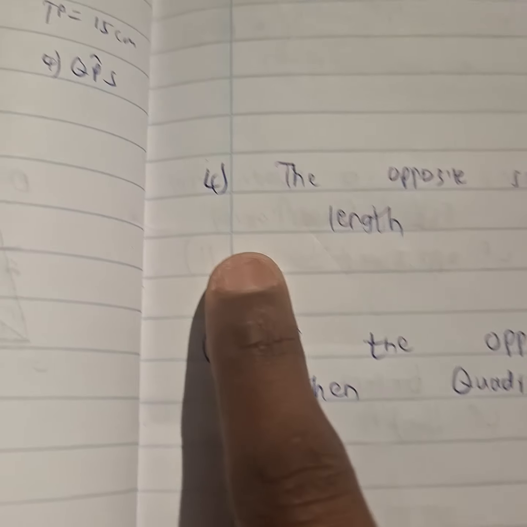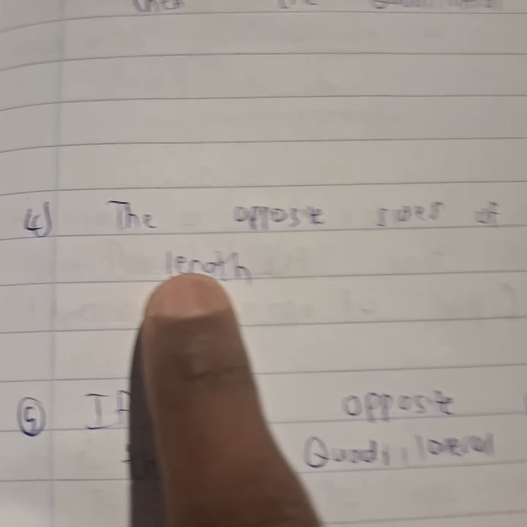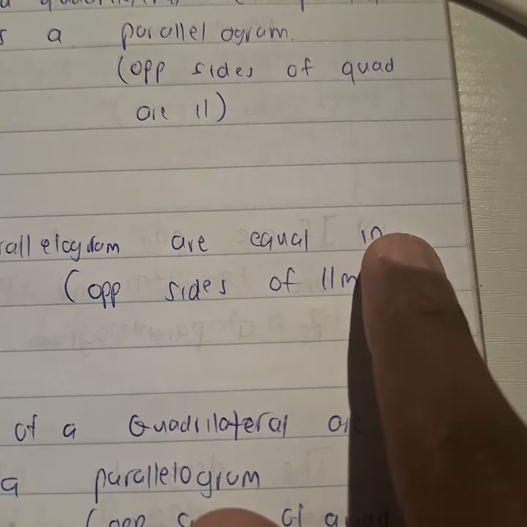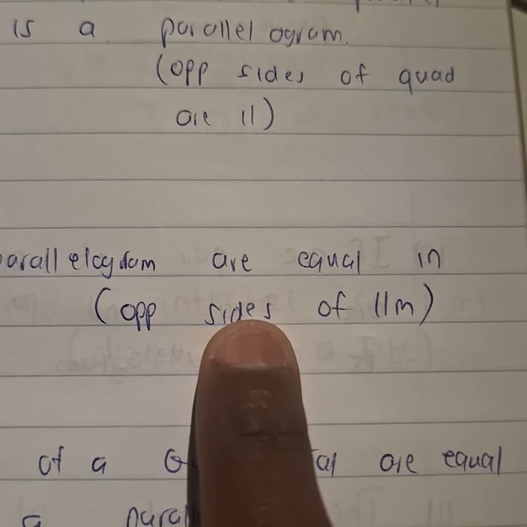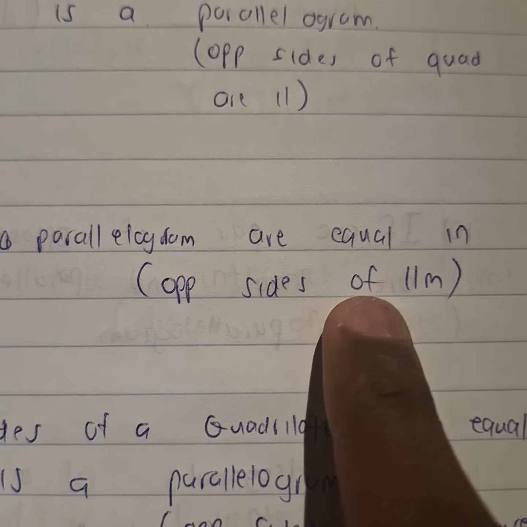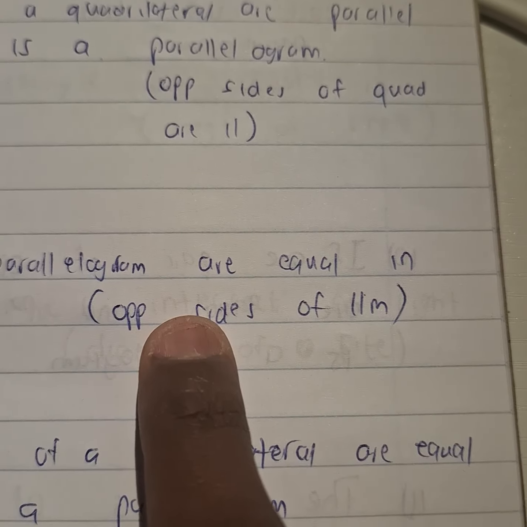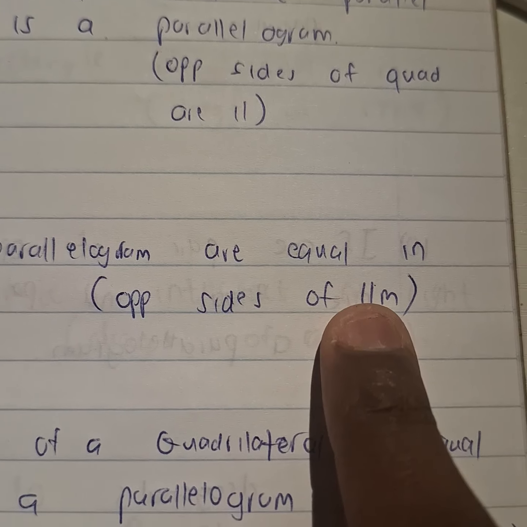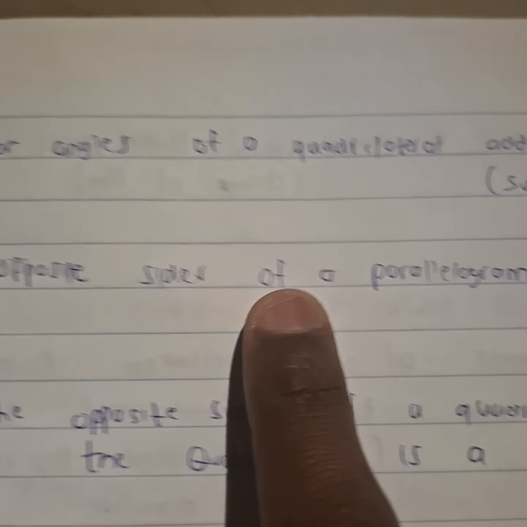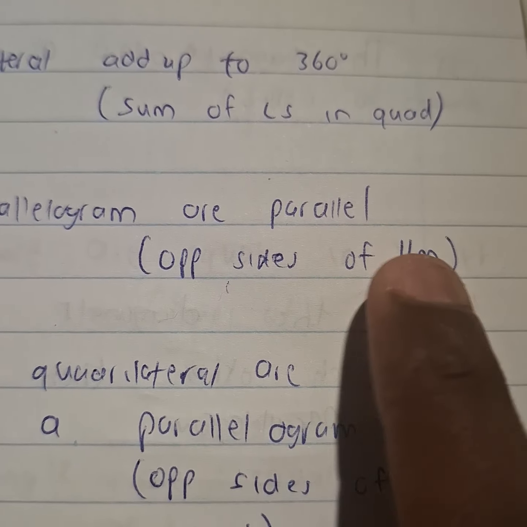Okay. 4. The opposite sides of a parallelogram are equal in length. The opposite sides of a parallelogram are equal in length. The reasoning here is op sides of parallelogram. So if you note, whenever we're saying the opposite sides of a parallelogram are equal in length, we can use this reason, which is op sides of the two parallel lines with the M. It also stands to reason that if we say the opposite sides of a parallelogram are parallel, we can also say op sides of parallelogram.